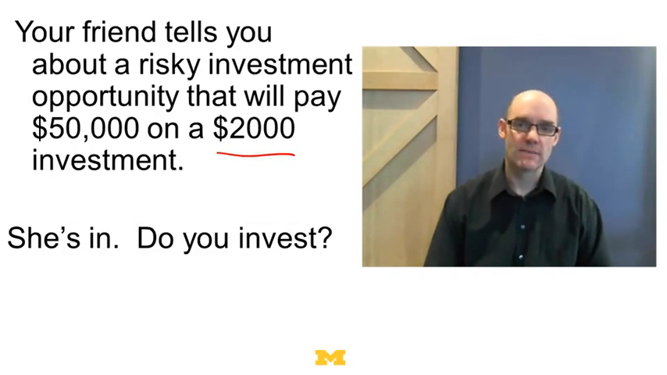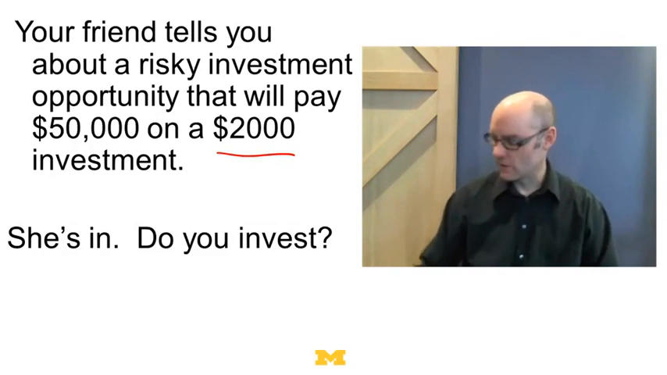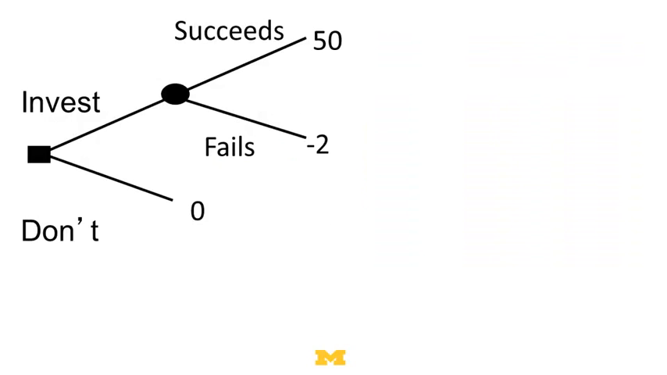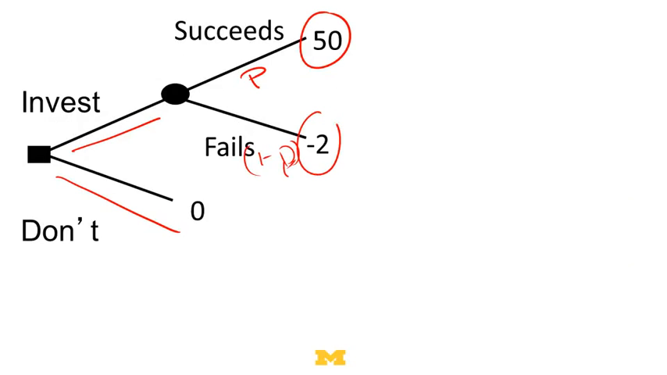You should invest. So you've got to decide, do you want to invest? Well, the first thing you want to figure out is, what does she think the likelihood of this thing really is? What we can do is draw a tree and say, I can invest or I cannot invest. And there's some probability that this will succeed, and there's some probability that it's going to fail. If it succeeds, she's going to make $50,000, and so would I. And if it fails, I'll lose $2,000.